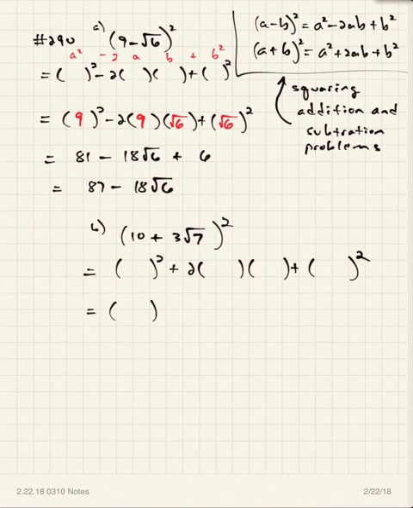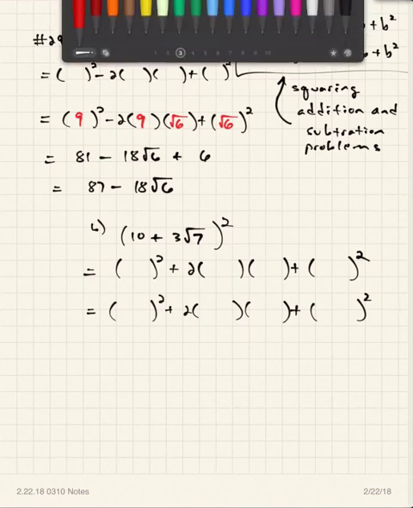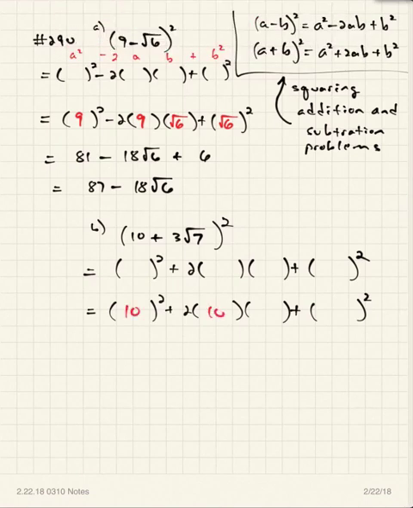And then what am I going to do? I'm going to take that pattern and plug in the 10 where it goes in the first two sets of parentheses, and then the 3 square root of 7 in the second set of parentheses, and then go ahead and do the arithmetic from there.